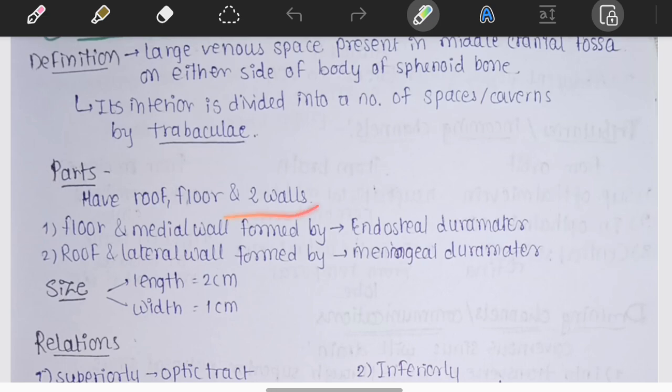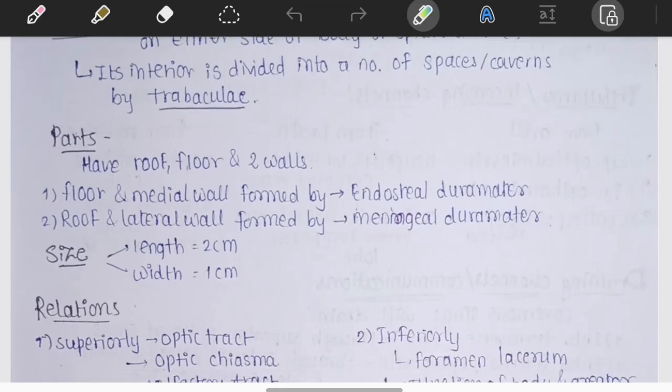Now another question is how it is formed. The roof, floor and medial wall are formed by the endosteal layer of the dura mater, and the lateral wall is formed by the meningeal layer of the dura mater. Students often confuse these walls in exams, so remember: roof, floor and medial wall meet the endosteal layer. The cavernous sinus is relatively small. Its length is about 2 cm and its width is 1 cm.